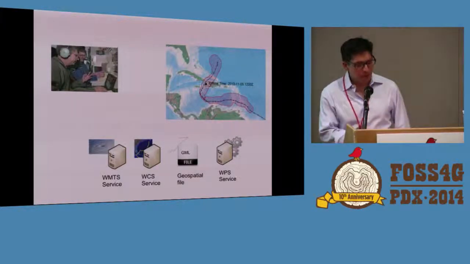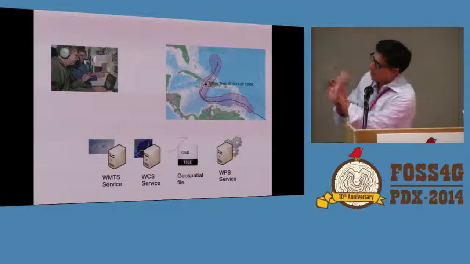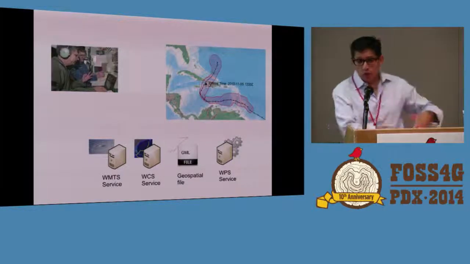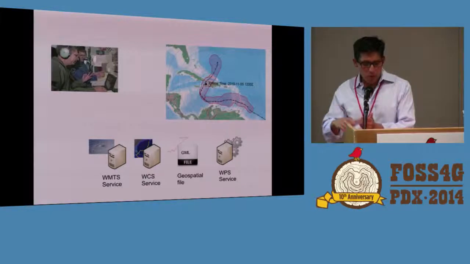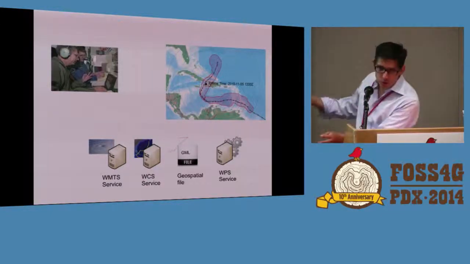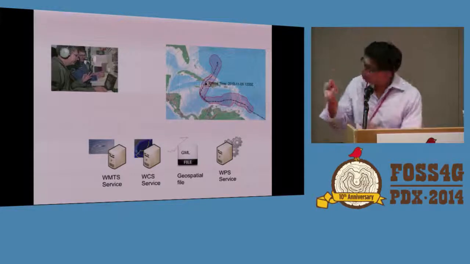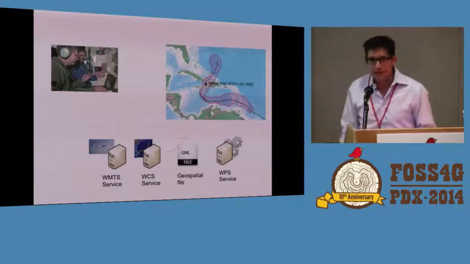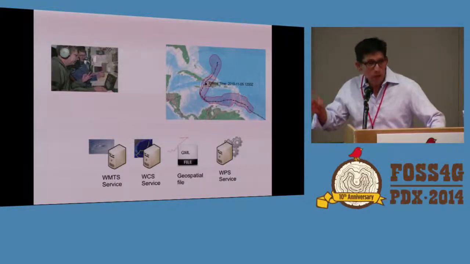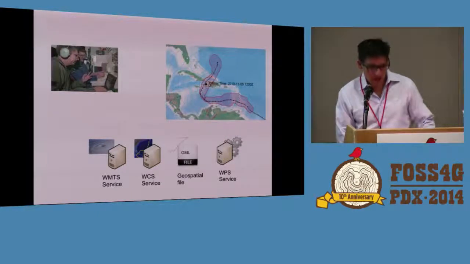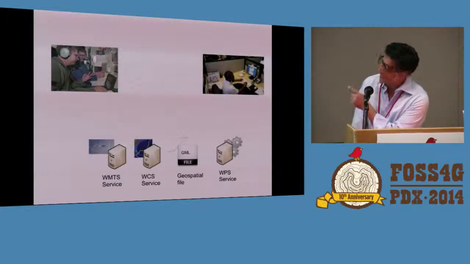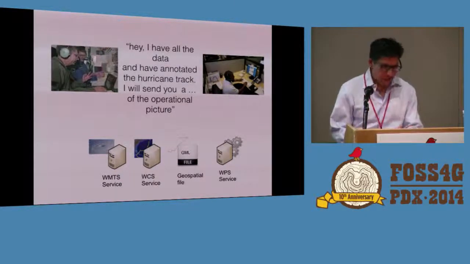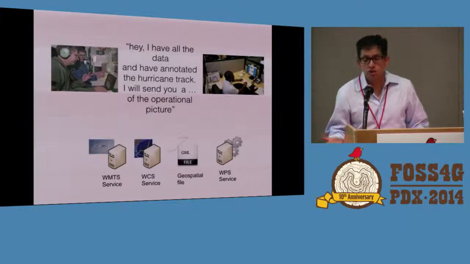And I want to skip the slide. So let's say we have this guy that has created, for example, this nice map that comes from WMTS and Web Coverage Service, randomly in the cloud using web processing service, then was able to annotate manually, hey, this is the path of the hurricane and the critical time is at this time. So this dude has spent a lot of time doing this map, and wants to share it with this guy. I have all this data. I have annotated. I will send you what I have.